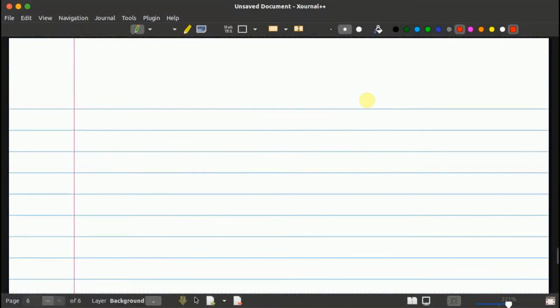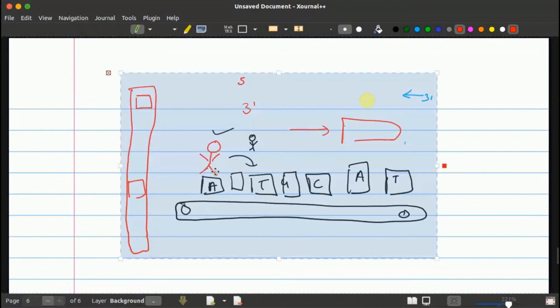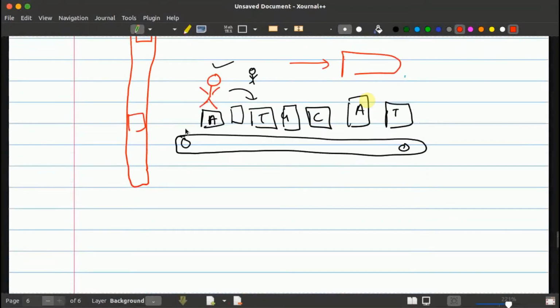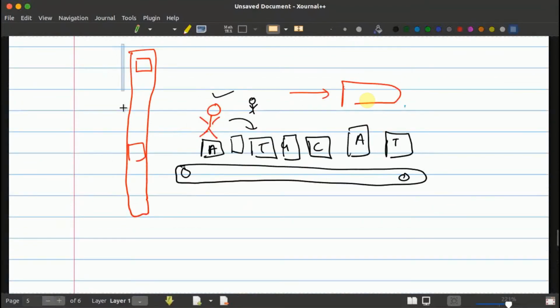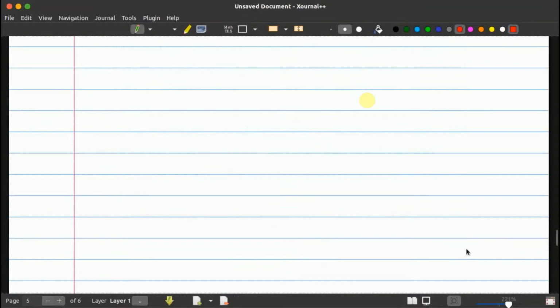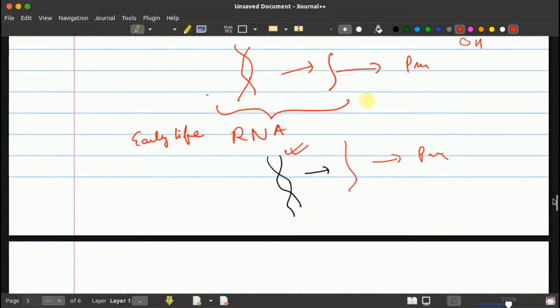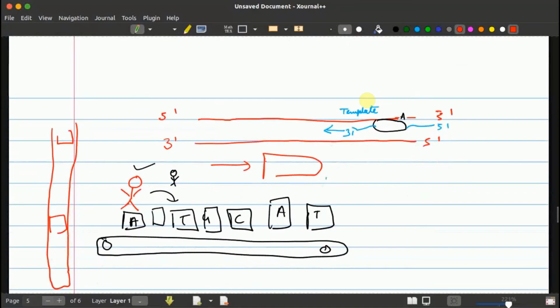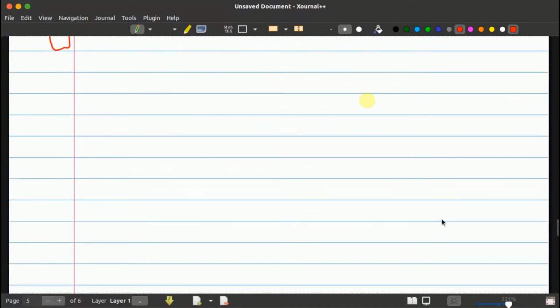I should actually put it in a different page. Let it stay here. So this is how replication is happening, right? I'll just redraw the DNA strand. I was trying to be lazy, ended up doing more work. So you have two DNA strands, and you have a polymerase, which is polymerizing RNA this time, polymerizing RNA on one strand.